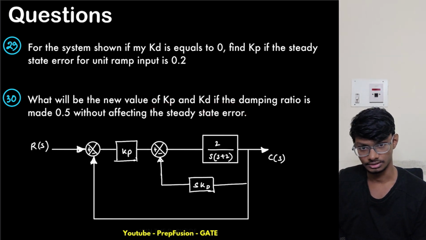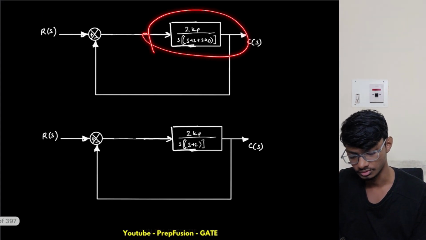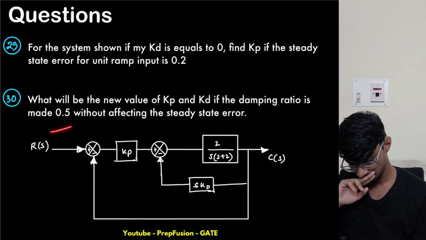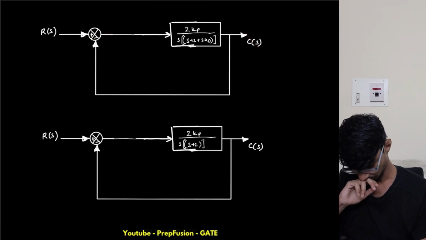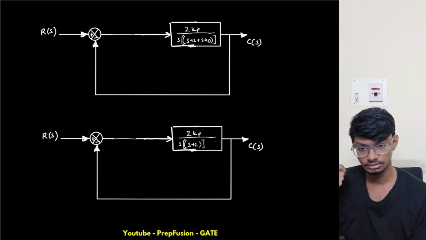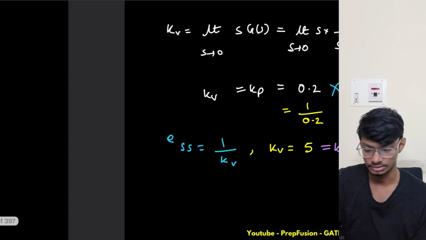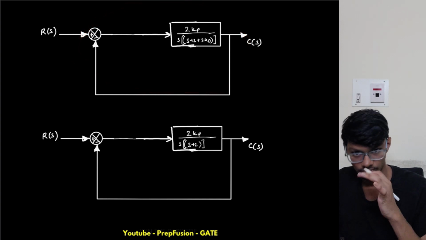That is basically for a unit ramp, because this will always be a type 1 system, as found out from here. So I have to choose my Kp and Kd such that my damping ratio is 0.5. So I can find my transfer function, and from the characteristic equation I can compare these two, and from there I can find my Kp and Kd. Okay, so what is my transfer function? The transfer function is simply G upon 1 plus GH.